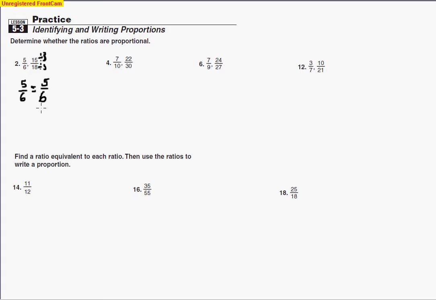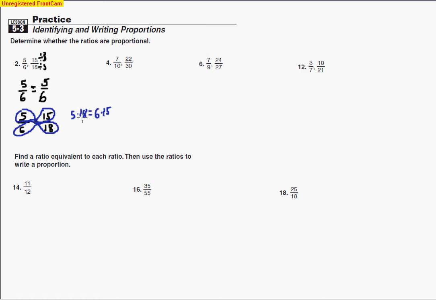Now another way to do that is to also cross multiply and use cross products. And so that might be another way that you might be taught. And so if we do that, we've got 5/6, and we're going to set it equal to 15/18. And so cross products work this way. We multiply the numbers diagonal from one another. The 18 and the 5, we multiply those two numbers. So 5 times 18, and we see if it equals these products, the 6 and the 15. So 6 times 15.